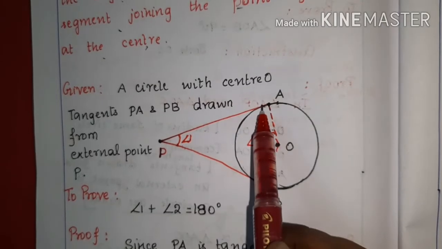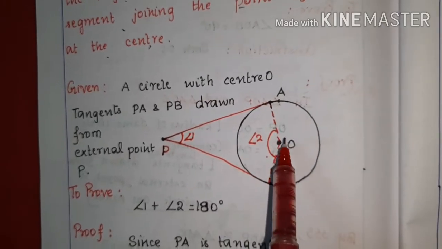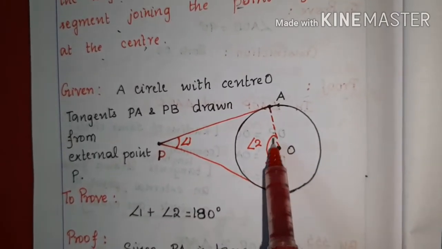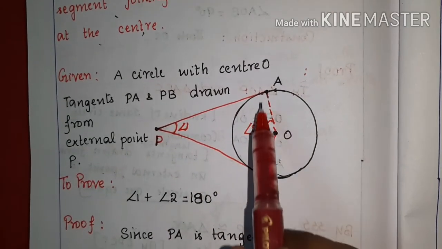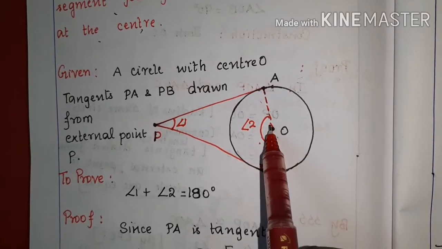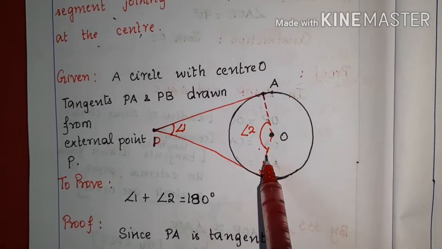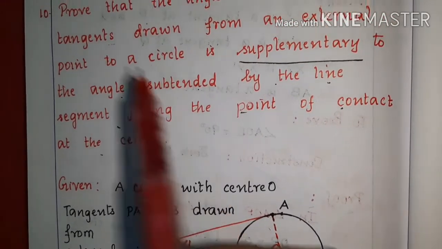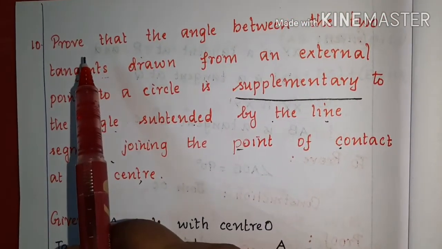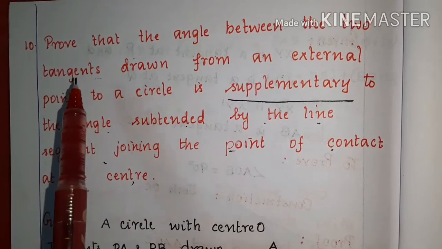By the line segment joining the point of contact to the center. So how is this angle subtended? By the line segment joining the point of contact to the center. Only then is this angle formed. That is what is said. Now, are you able to understand the question, what you are asked to prove? So read the question two or three times, and you will be able to understand it.